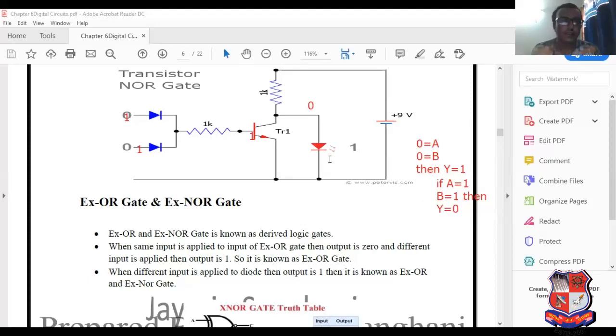So it is the combination of NOR gate. It is known as NOR gate, A plus B all dash. Now we will discuss the other point: XOR and XNOR gate. It is known as derived logic gate.